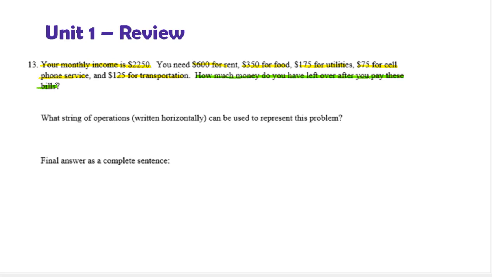So first, if we think about this problem, we can take your monthly income and subtract off each of your expenses one at a time. So let's first write this as a string of operations written horizontally. We want to write this as one expression instead of subtracting one at a time. We're going to start with your $2,250, subtract your rent, subtract your food, utilities, cell service, and transportation. So this is a horizontal representation, and now we want to find this result. That's how much money you have left over, and the answer is a complete sentence.